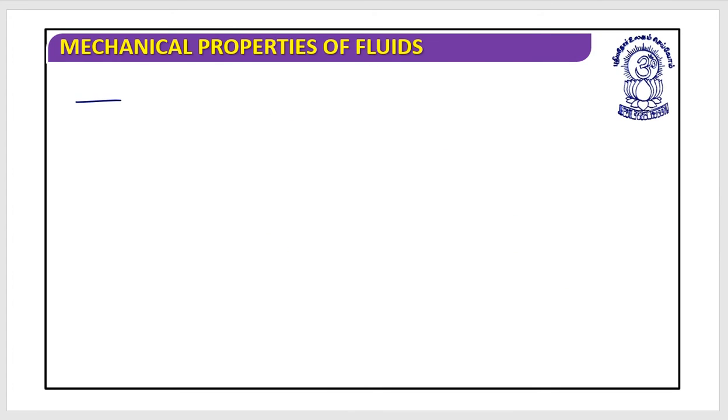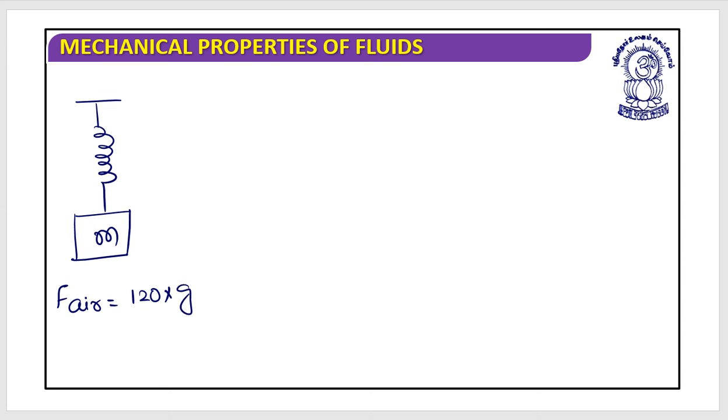Let's suppose this is the spring balance, and as you are aware, a spring balance is used to measure F equals mg, that is, the weight. Let's suppose this is the object, and its weight in air is measured as 120 into g. This is what we received as a reading.